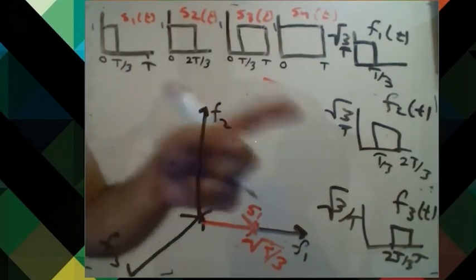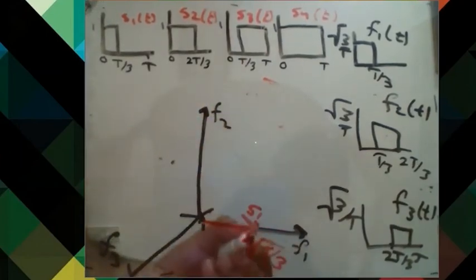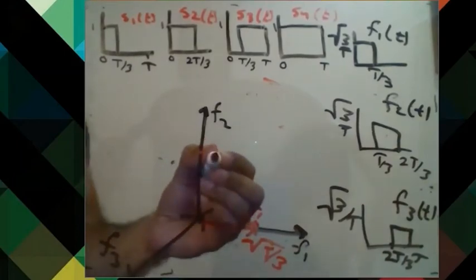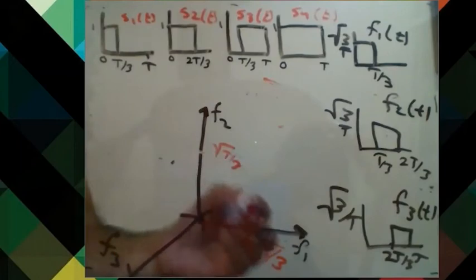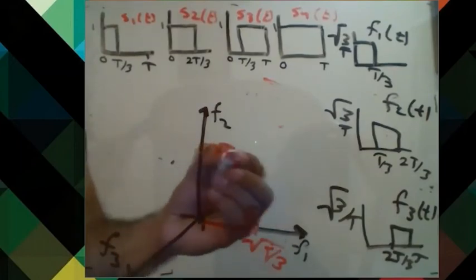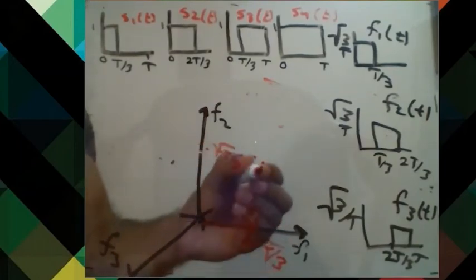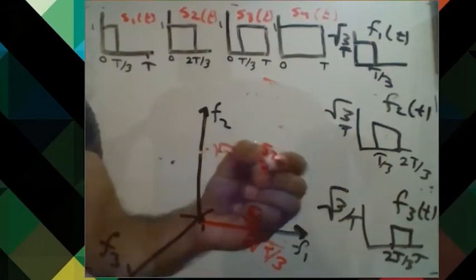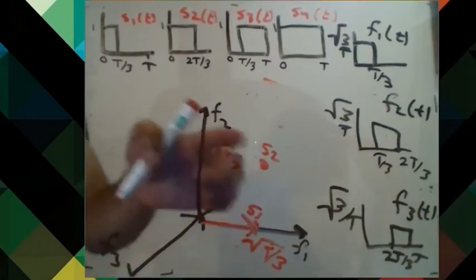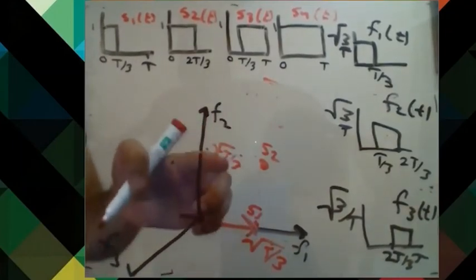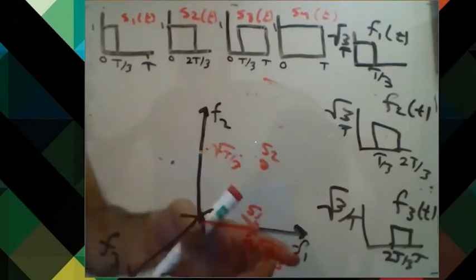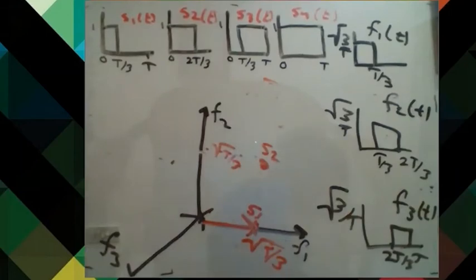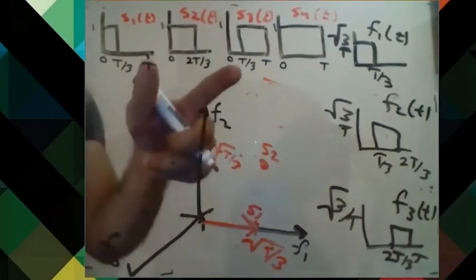Okay, so we multiply F1 with under root T by 3 and we multiply F2 with under root T by 3, and this specific point is actually now S2, because S2 is composed of F2 and F1. So this is the second vector representing S2 now.